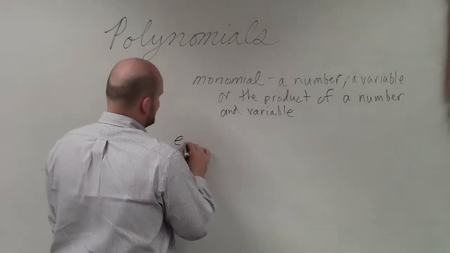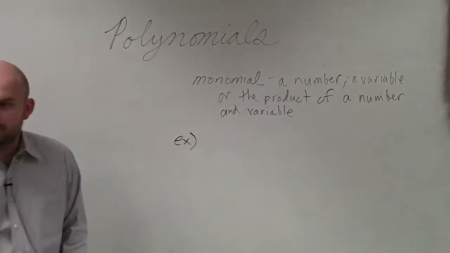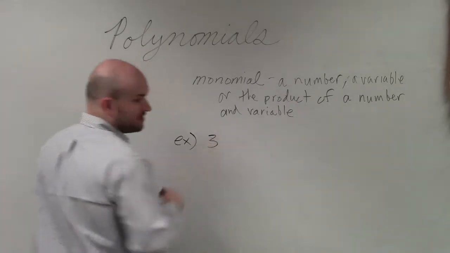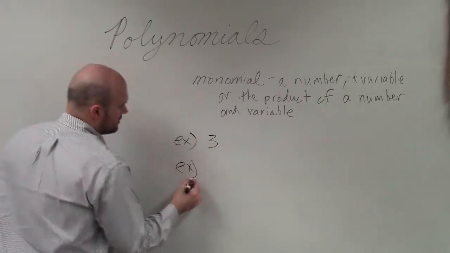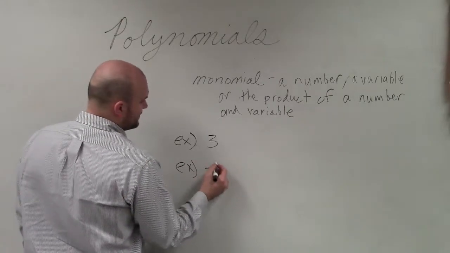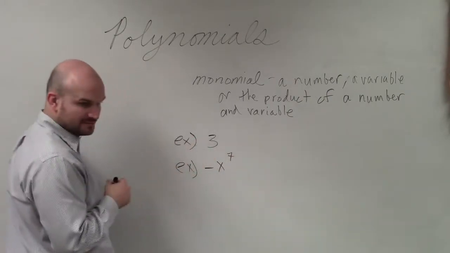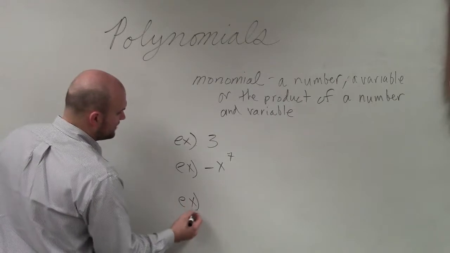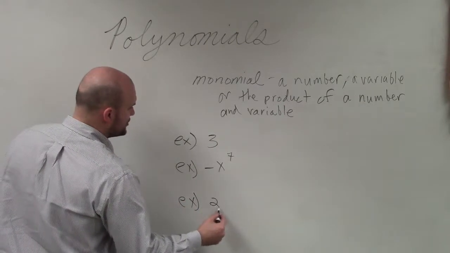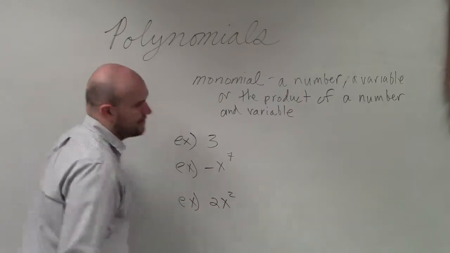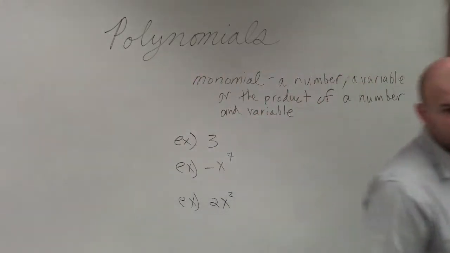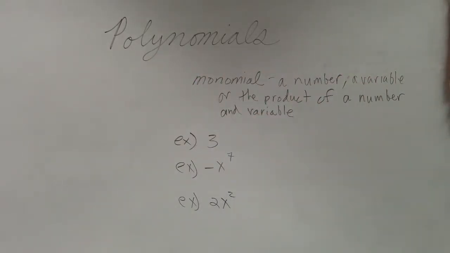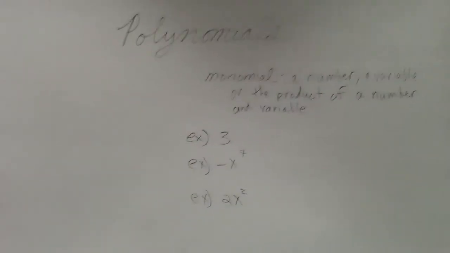So let's go and look at some examples of monomials. Obviously, you could have the number 3. You could have negative x to the 7th. Another example would be 2x squared. Those are all examples of monomials. Does anybody have any questions about understanding what a monomial is?